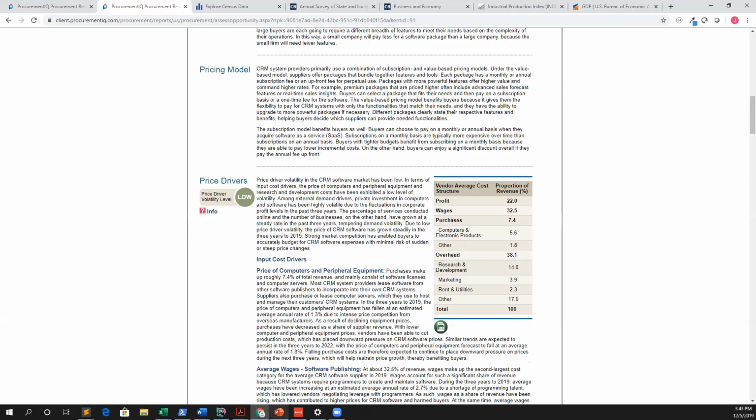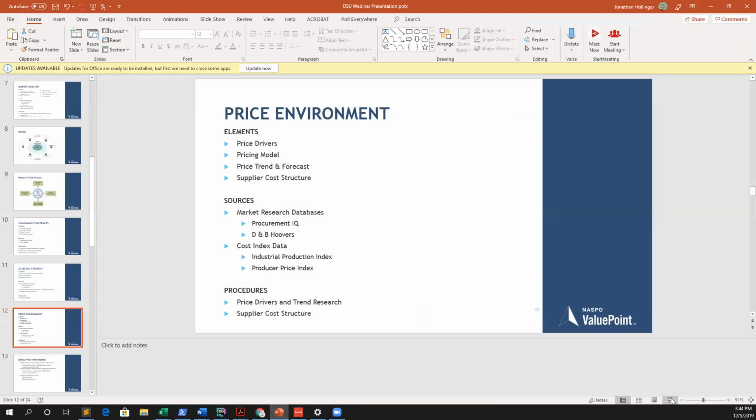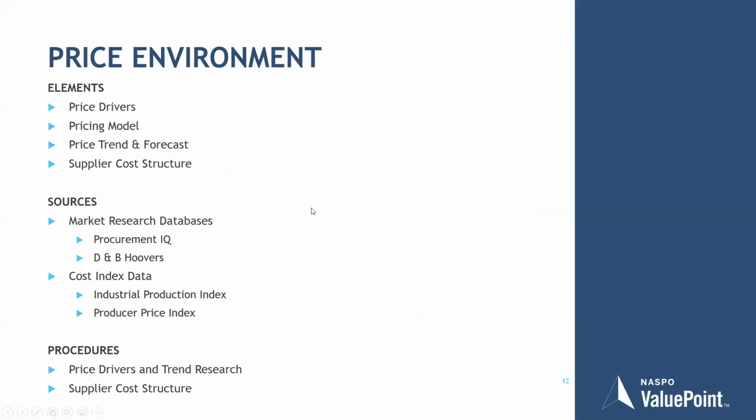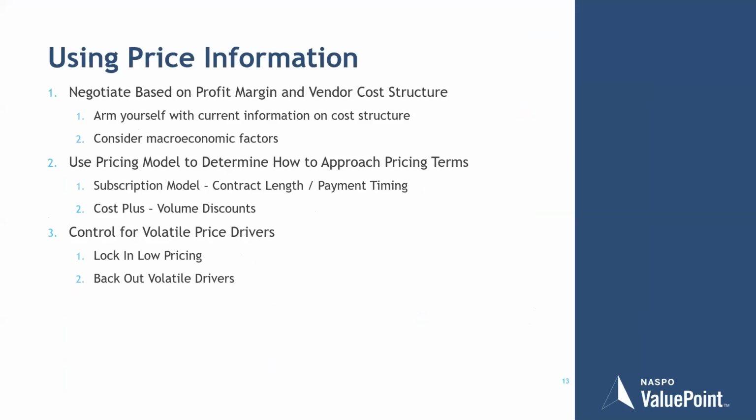And I will jump back into my slides now and talk a little bit about how you could approach those different situations. So, looking at that profit margin, you want to arm yourself with current information on the cost structure. So looking at that Procurement IQ report, seeing what that vendor cost structure looks like, thinking about those macroeconomic factors like steel prices, like tariffs and things that could influence those raw material costs. But you also want to look at that pricing model. So in the example we just looked at, for a subscription model, you might approach those negotiations with an eye towards an increased contract length for subscriptions will often yield a better price.